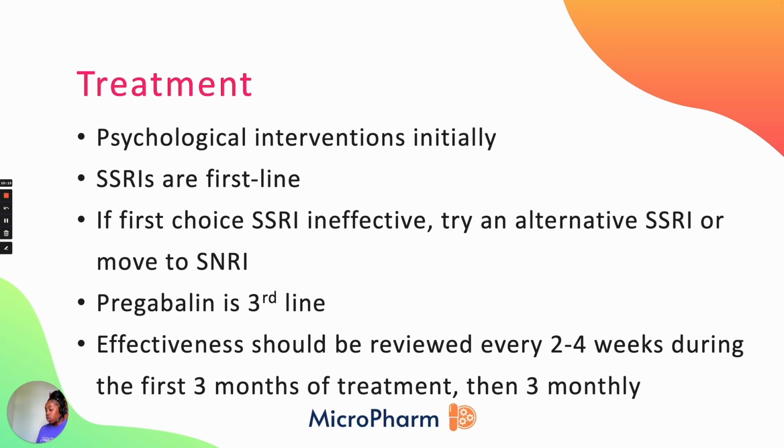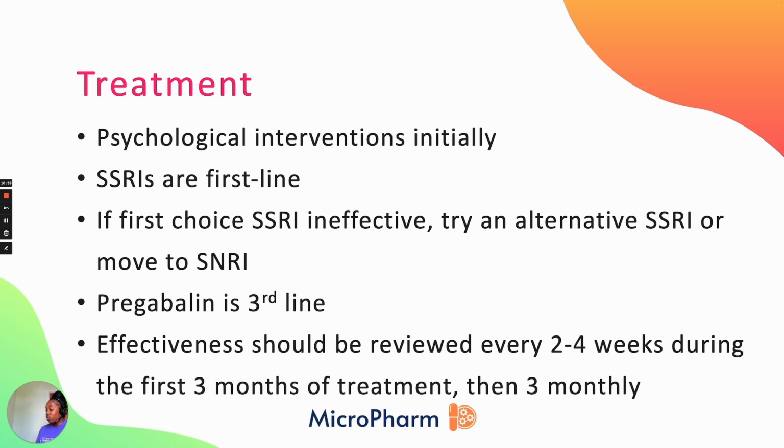If psychological and self-help interventions don't help manage symptoms, or there's marked functional impairment, then NICE recommends using high-intensity psychological interventions such as CBT, or using a drug treatment. Often patients will have both. They'll have psychological intervention and they'll also be on drug treatment as well. So SSRIs are first line.